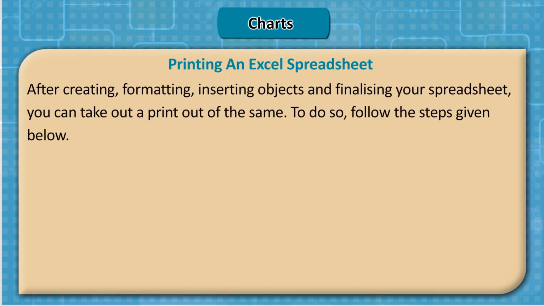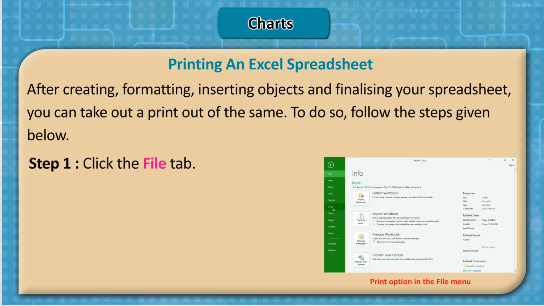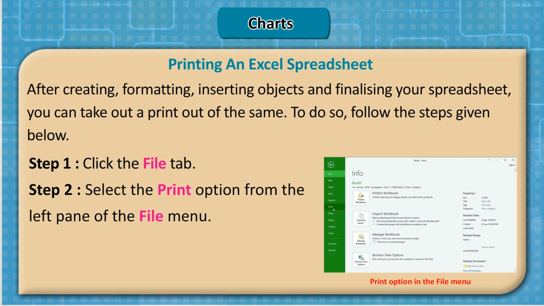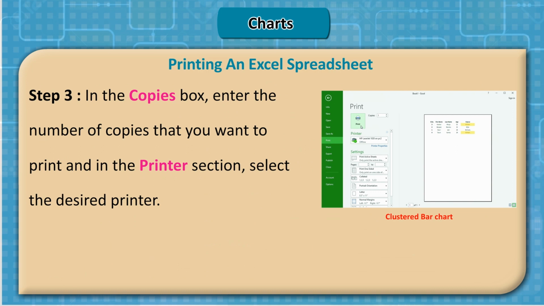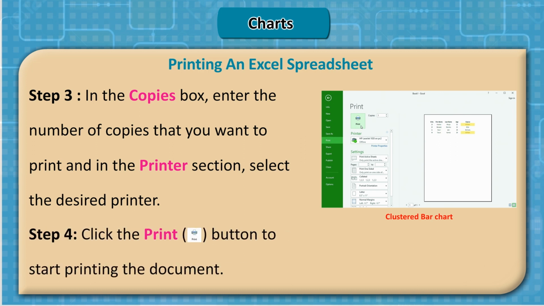Printing an Excel spreadsheet. After creating, formatting, inserting objects and finalizing your spreadsheet, you can take a printout of the same. To do so, follow the steps given below. Step 1. Click the File tab. Step 2. Select the Print option from the left pane of the File menu, or press the keys Ctrl+P on the keyboard. Step 3. In the Copies box, enter the number of copies that you want to print and in the Printer section, select the desired printer. Step 4. Click the Print button to start printing the document.